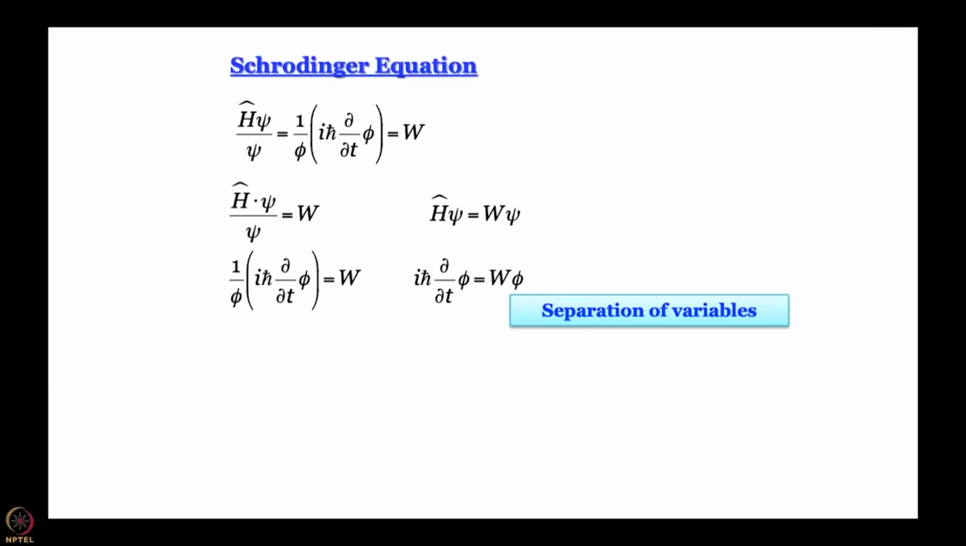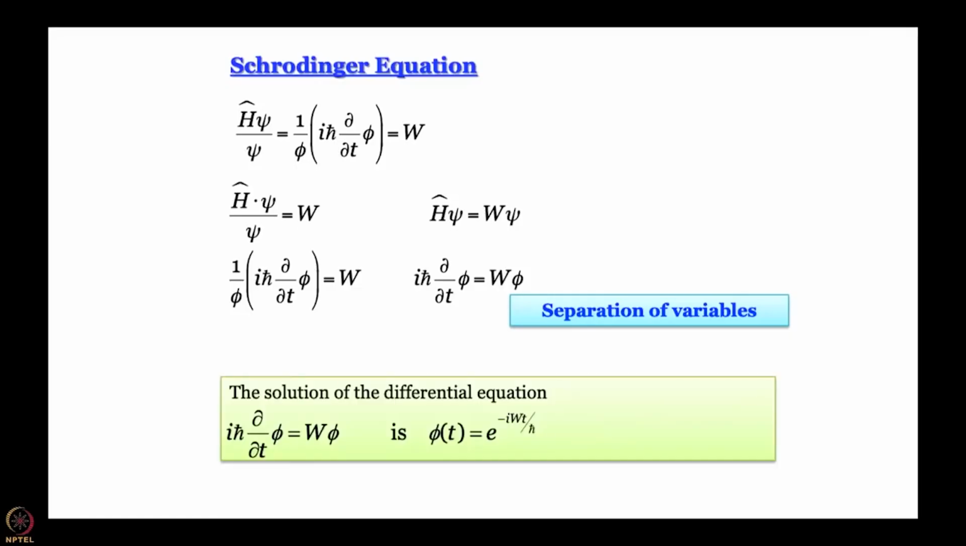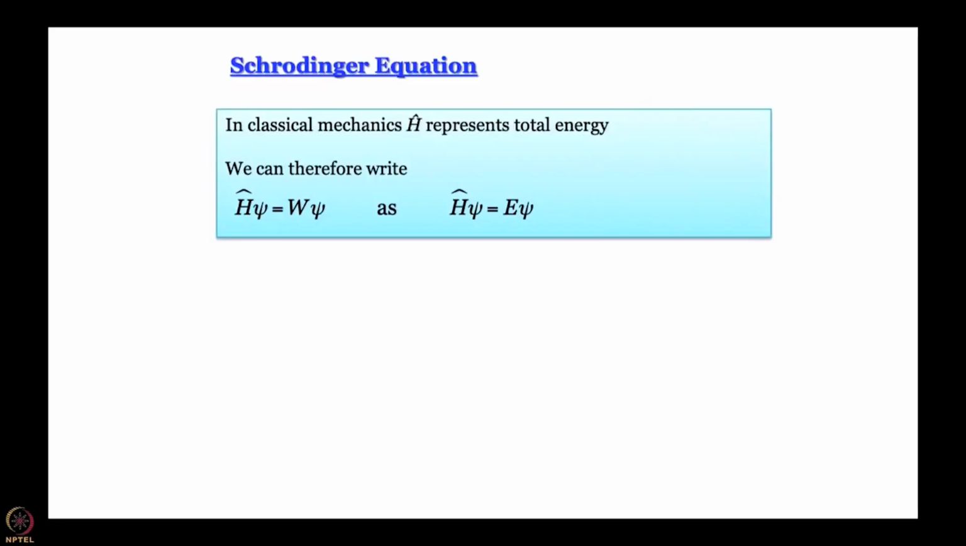Well, we have obtained what is called separation of variables. Just for the record, if you solve the time dependent part of the wave equation, that is very simple, and that turns out to be e to the power minus iWt by ħ. And to answer what is W, we take the lesson from classical mechanics. As we said, in classical mechanics, the Hamiltonian represents total energy, it is the total energy operator. So, when the Hamiltonian operates on the function and gives you W multiplied by psi, from classical mechanics itself we know that this W has to be equal to E, energy. So, H psi equal to E psi.